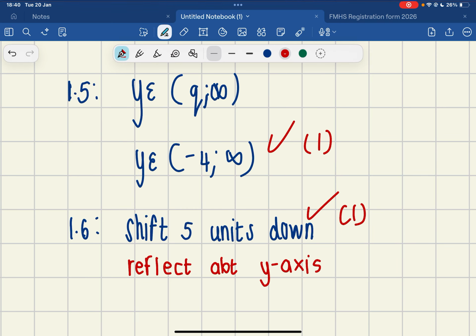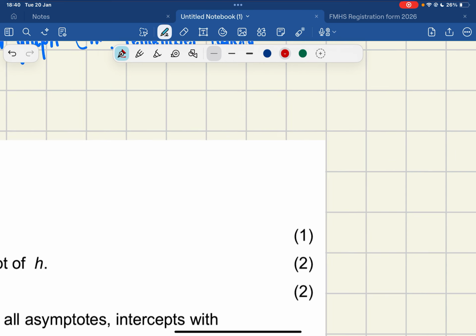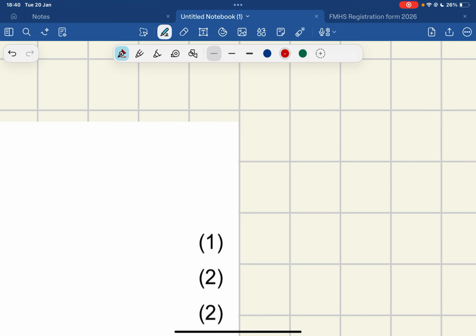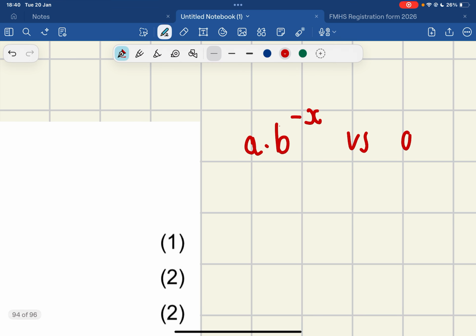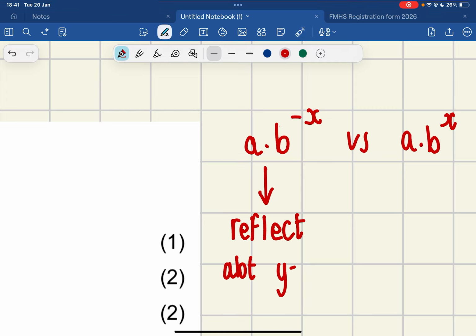I want you to make a note that if we have, for example, a b to the negative x versus a b to the x, I want you to just write down that this one has been reflected about the y-axis.